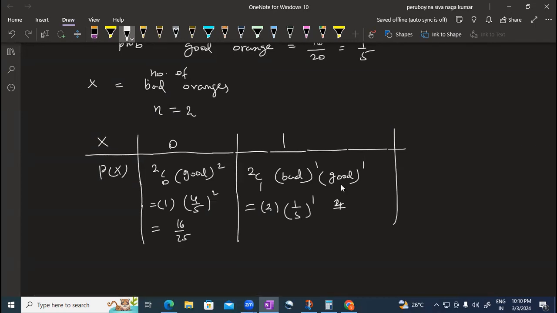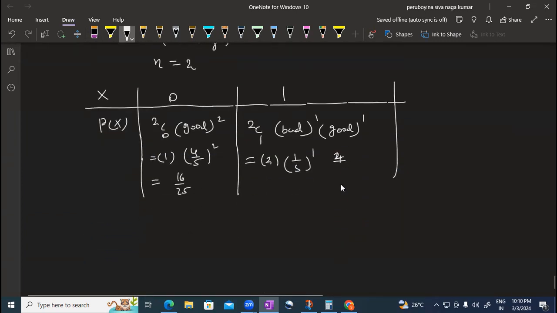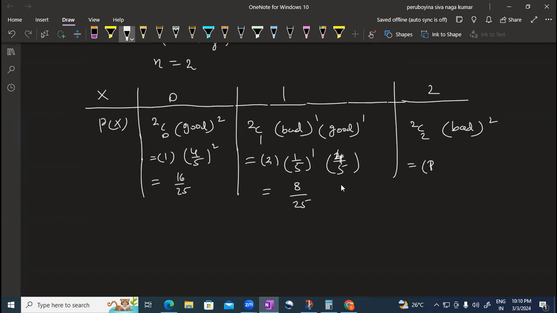Bad orange probability 1 by 5, and this is good orange probability 4 by 5. 2 fours are 8 by 25. And for 2 bad oranges, select 2C2, bad oranges 2. So 2C2 means 1. 2C2 is 1, bad orange probability 1 by 5 whole square, that is equal to 1 by 25. So this represents the distribution of selecting good and bad oranges.